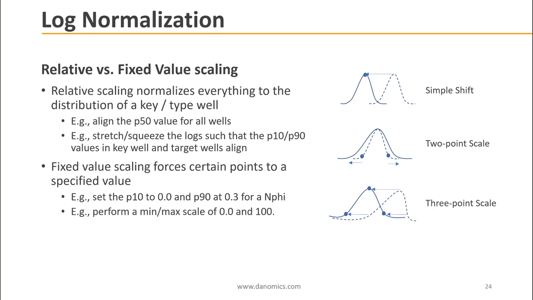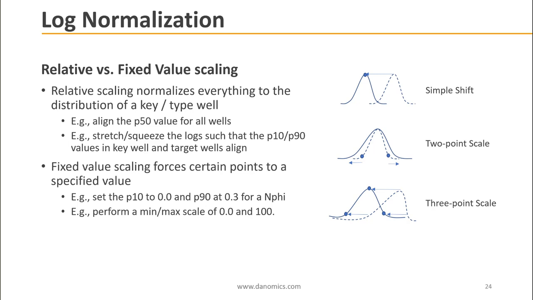So you've got that combination, and then you can also do your scaling relative to either a fixed value or relative to another well. Fixed value is probably easier to understand. That would be saying, like, hey, I want to scale all my gamma rays to be between 0 and 100. That's fixed value scaling. Let's scale all my neutrons to be between 0 and 40%.